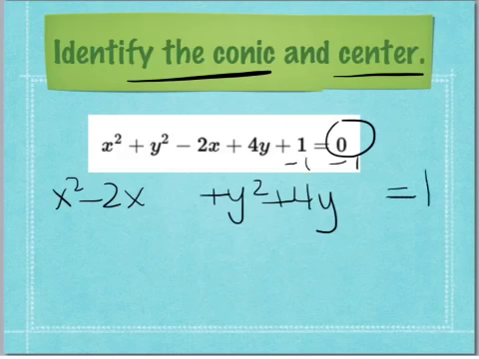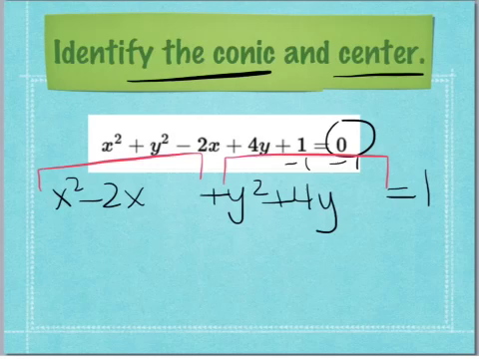And now we need to complete the square. We need to complete the square here, and then we need to complete the square here. So we've got to do it in 2 separate places. Remember when we complete the square, we take the b, which in the x case is -2. We take half of that, and then we square it. So half of -2 is -1, and when we square that, we get +1. And whatever we do to the left, we have to do to the right. Now we do the y's. So b in the y's is -4. Half of -4 is -2, and when you square that, you get +4. And whatever I do to the left, I have to do to the right.